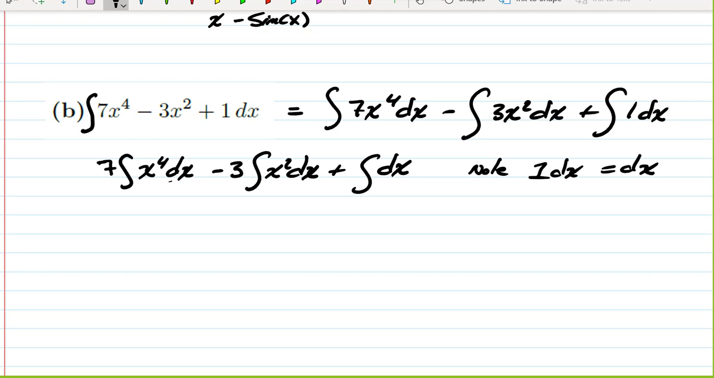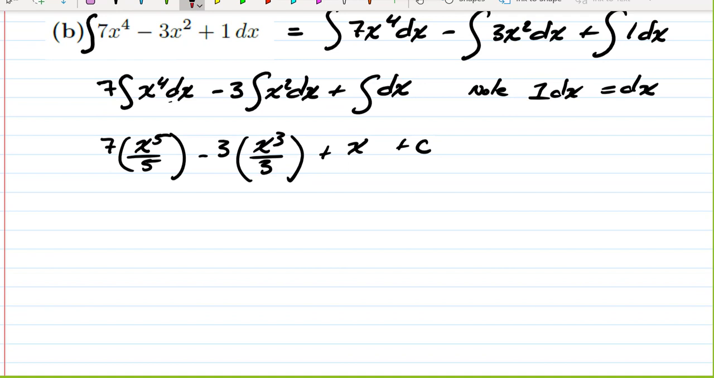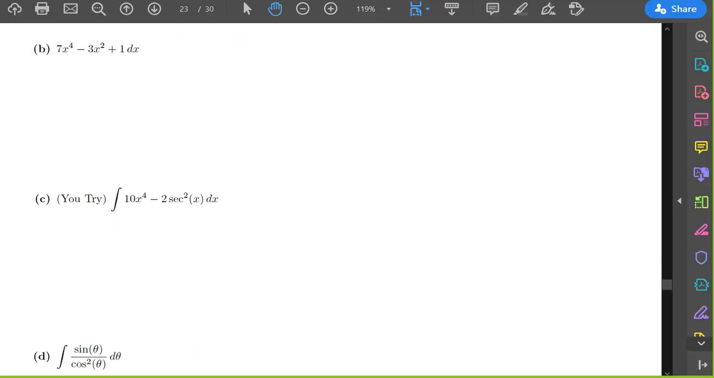But now when I look at x to the fourth, what's the antiderivative of x to the fourth? Well, I add 1 to the exponent and divide by it. So I'm going to have 7 times x to the fifth over 5, minus 3 times the antiderivative of x squared, where I add 1 to the exponent and divide by it, so x cubed over 3. And then the antiderivative of dx is going to be x, because the derivative of x would give me 1, plus c. Now we simplify things up a bit. Our 3's reduce out, and we end up with 7 fifths x to the fifth minus x cubed plus x plus c. So that would be our indefinite integral of our example.